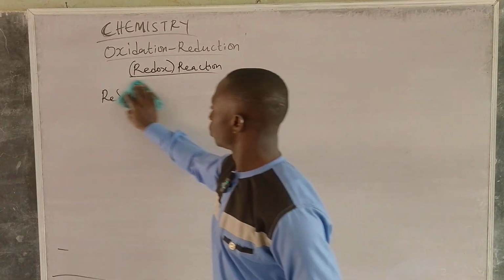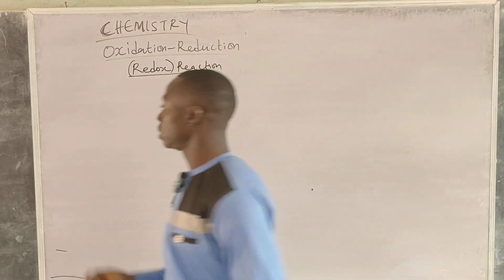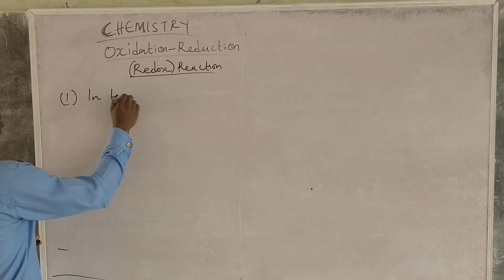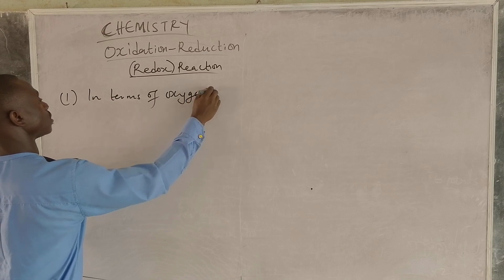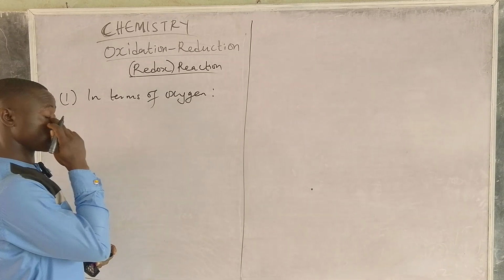Now, oxidation reduction can be defined in five different terms. The first one is in terms of oxygen. So what is oxidation and what is reduction in terms of oxygen?